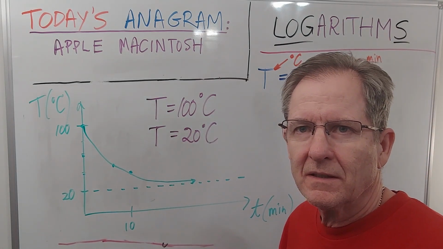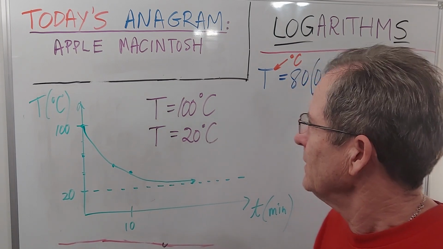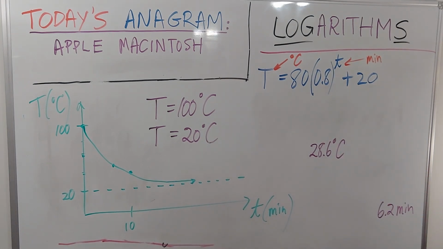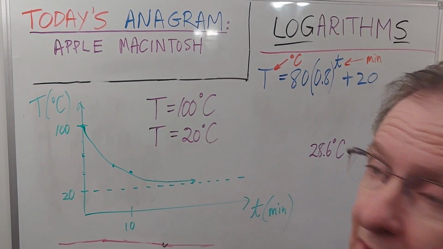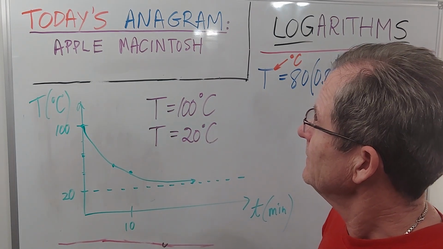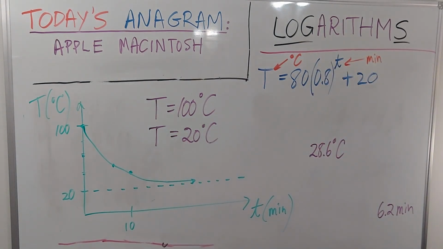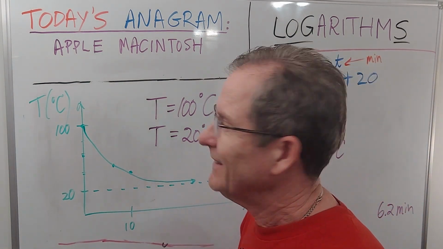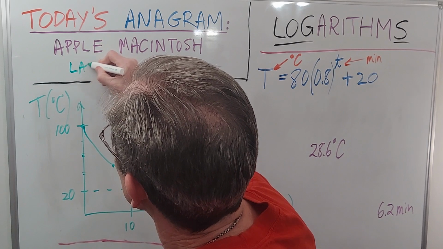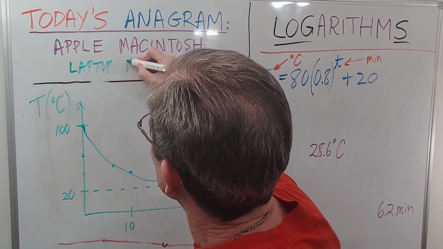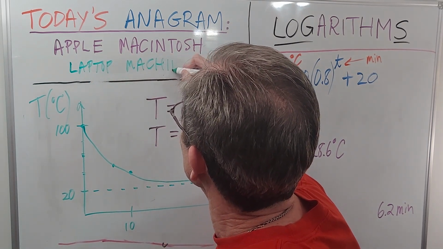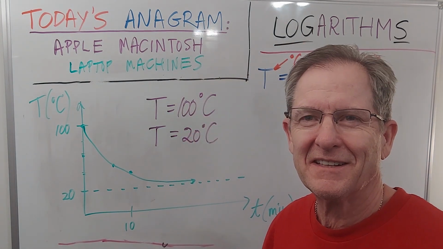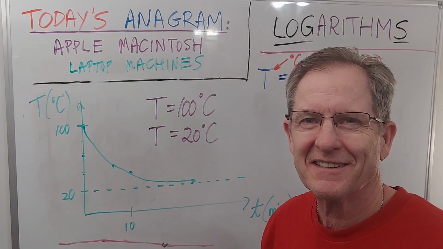And there you have it, a quick and dirty sketch of this relationship here. Okay, in order to finish off here, let's look at today's anagram. Any ideas? How about laptop machines? Not that they're all laptops, but it is an anagram for Apple Macintosh.